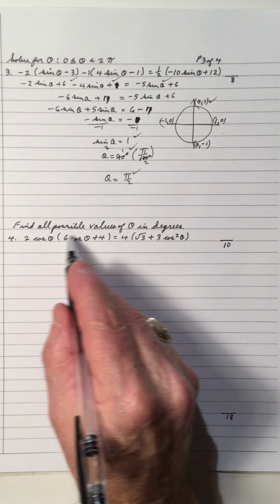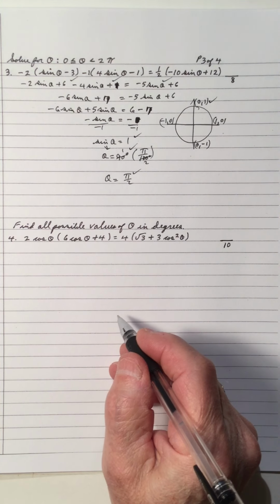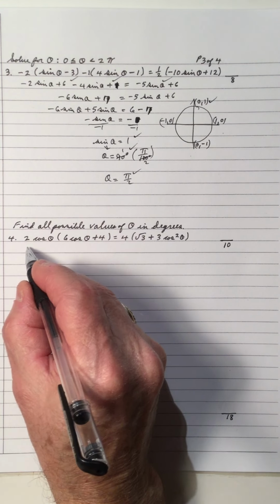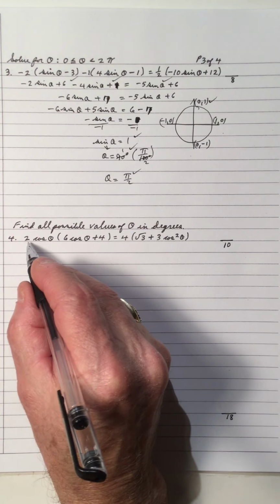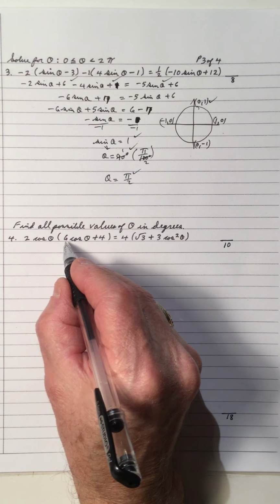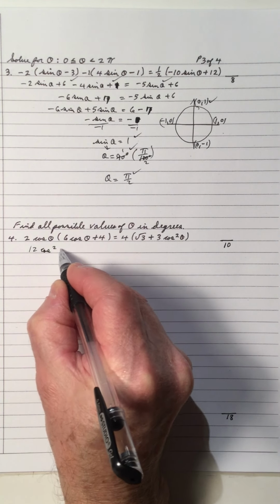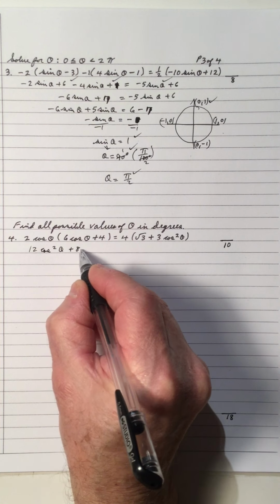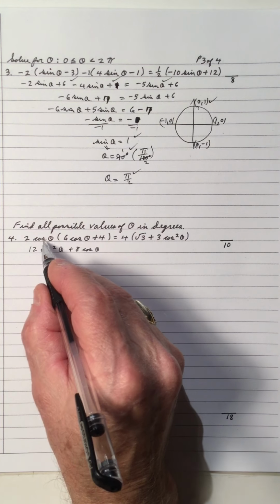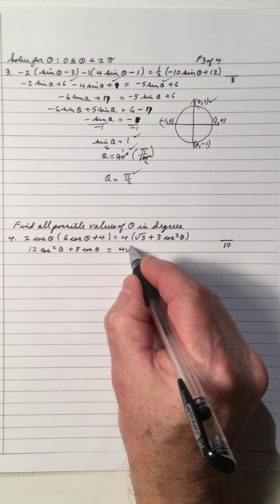And another one to do, find all possible values of theta in radians. So we have to solve the equation first, work out what theta is, and then find all the possibles in degrees. So let's multiply 2 cos theta times 6 cos theta plus 4 is 12 cos squared theta plus 8 cos. Cos times cos is cos squared, like an x times x, x squared. And we have 4 times root 3 is 4 root 3.